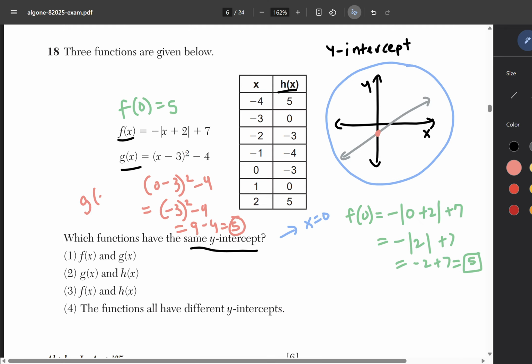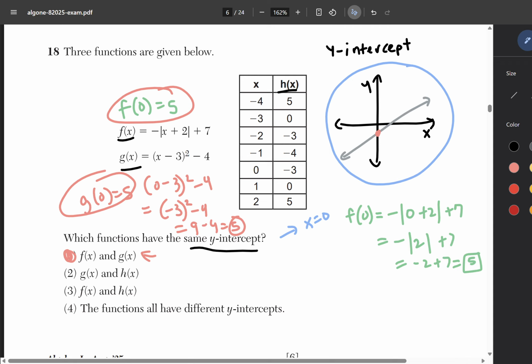Now, technically speaking, in many problems, you'd be able to stop right here because we know f and g have the same y-intercept. So, hey, that would just make it choice 1. But there is a choice here. Or actually, I guess you can choose it. It is choice 1. Sorry, I thought this last choice said the functions all have the same y-intercepts. And in that case, we would have to confirm by finding h of x, which we will actually do right now.